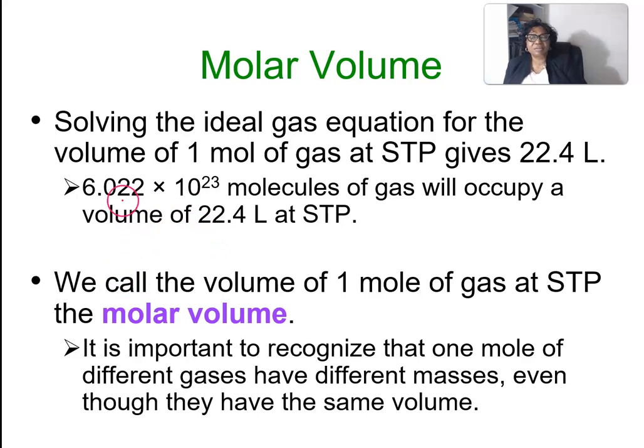So as I was saying, solving the ideal gas equation for the volume of 1 mole of a gas at standard temperature and pressure gives 22.4 liters. And 6.022 times 10 to the 23 molecules of gas will occupy a volume of 22.4 liters at standard temperature and pressure. We call the volume of 1 mole of a gas at standard temperature and pressure the molar volume.